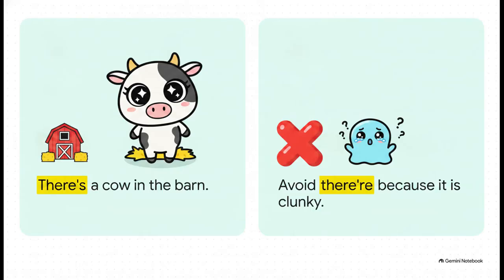It's also super interesting how contractions play into this. Keep in mind that there is easily and beautifully shrinks down into the cute contraction there's. There's a cow in the barn. However, a lot of experts advise completely avoiding the contraction there're, short for there are, because honestly, it's awkward. Trying to pronounce those back-to-back R sounds is clunky. Even though you might occasionally see it pop up in kids' books or casual texts, it's almost always better to just pronounce the full words. There are.